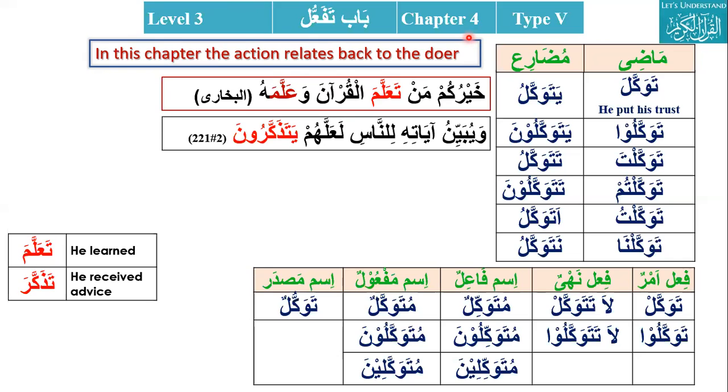So the next word we will take is ta'allama. Ta'allama, he learned. The root letters are ayn, lam, mim. There are three words. One is allama, which means he taught. Ta'allama, he learned. As Dr. Abdul Khalik explained, in this chapter the action relates back to the doer. Ta'allama, he learned, means he received knowledge. And allama, he taught. And alima, he knew. We did it. So ta'allama, he learned.